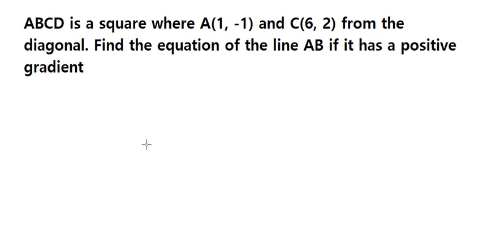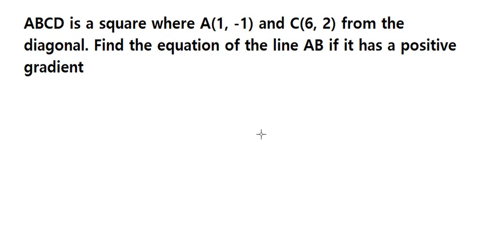So now I want to show you how to answer. ABCD is a square where A(1, -1) and C(6, 2) form the diagonal. Find the equation of the line AB if it has a positive gradient.